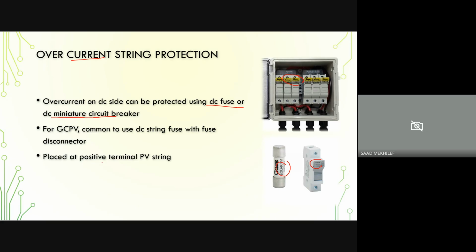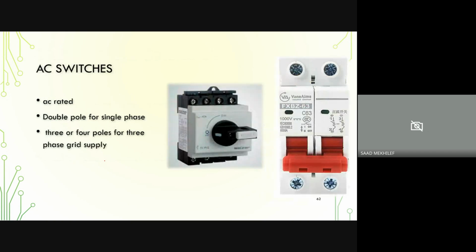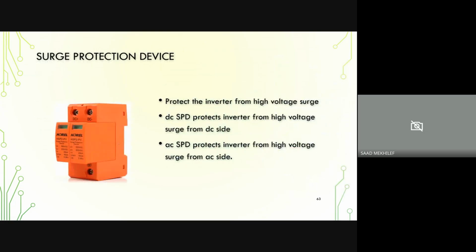Because DC circuit breakers have the positive and negative, remember. On the other hand, after the inverter, we use the AC switches. This is actually very important. Usually double pole or single pole or three phase or whatever, 4-pole, 3-phase. So these are also very important.